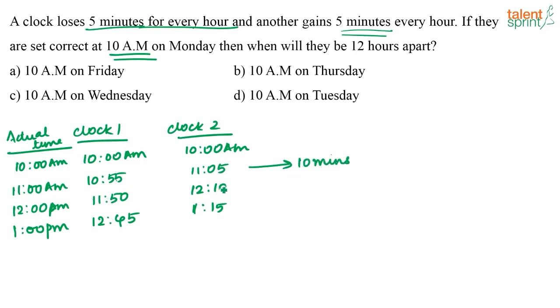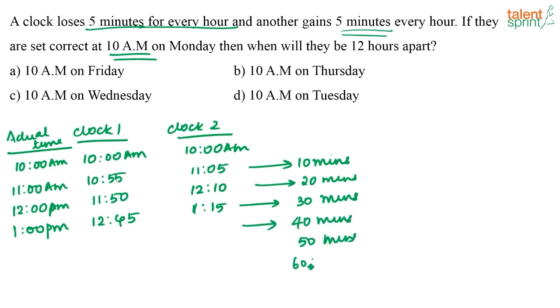Now from 11:50 to 12:10, what is the difference between the time shown by both the clocks? It is 20 minutes. Here the difference between the time shown by both the clocks is 30 minutes. So basically the difference in the time between both the clocks is increasing by multiples of 10 in each step. So next will be 40 minutes, then 50 minutes, then 60 minutes, that is 60 minutes is 1 hour.